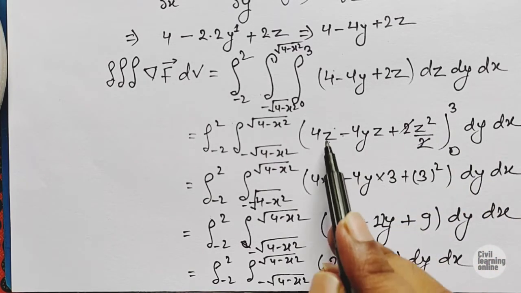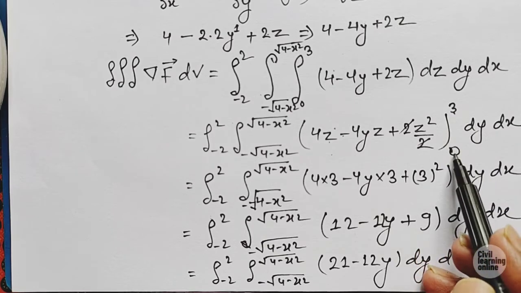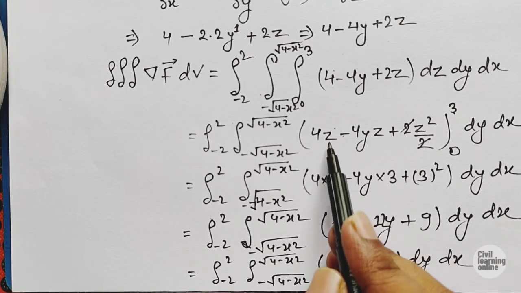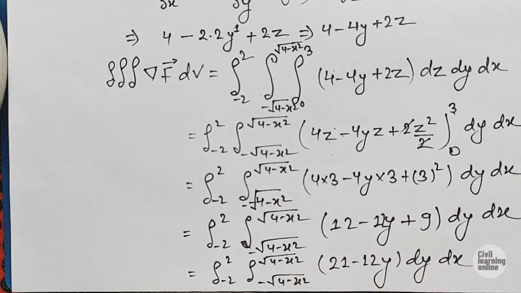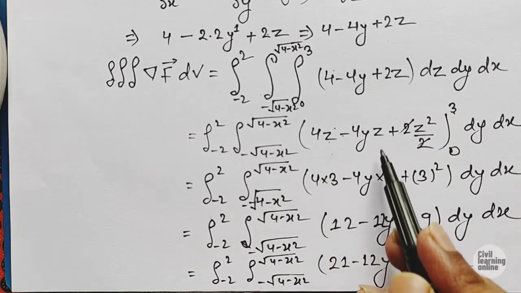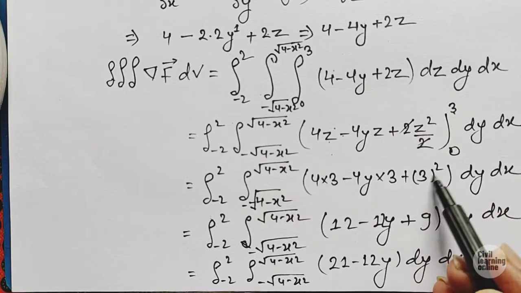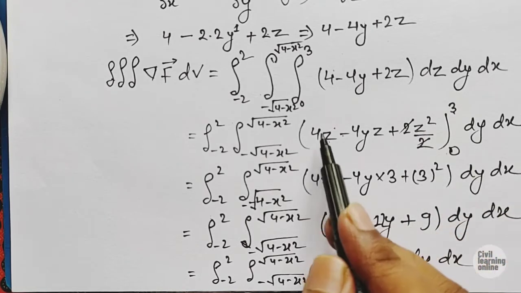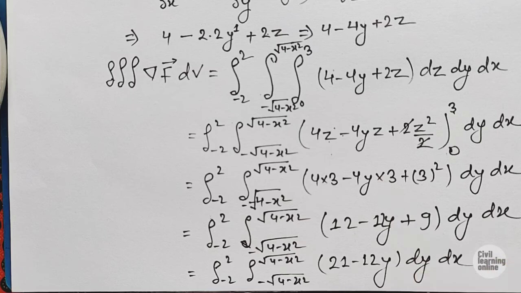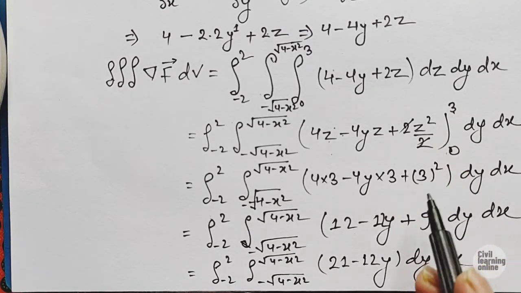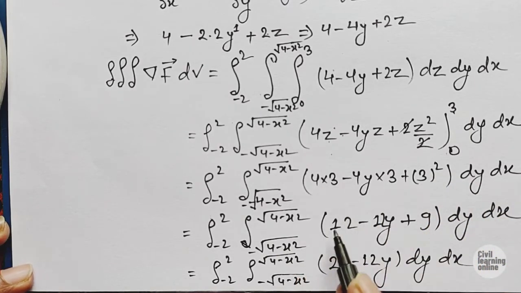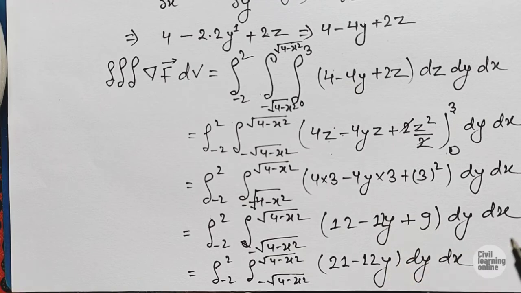Now put the limits. First we put the upper limit, and then the lower limit. On putting the upper limit we put z equals 3 in each and every term: 3, and here it is z, so 3, and z square means 3 square. Now the lower limit is 0. If we put 0 in each and every term, all will become 0, so I haven't written it again here. On solving this we get 12 minus 12y plus 9, and on adding we get 21 minus 12y.